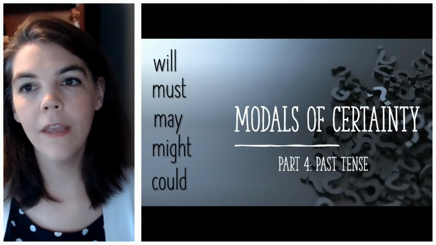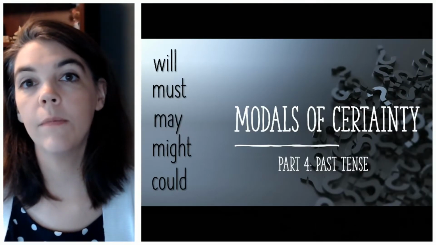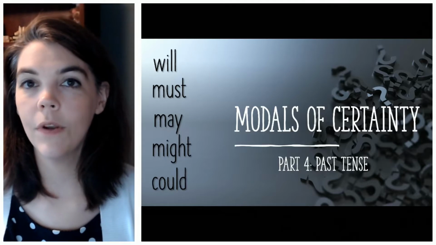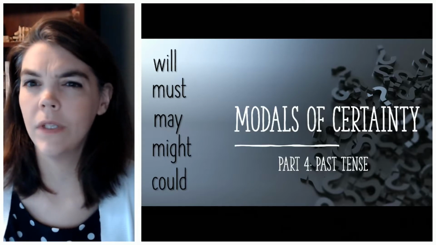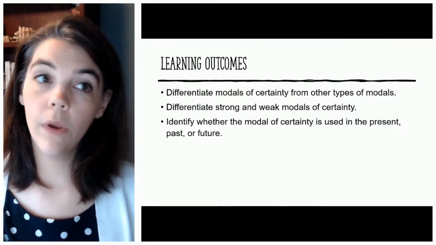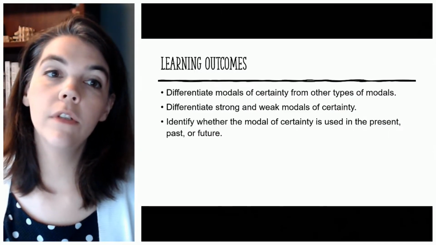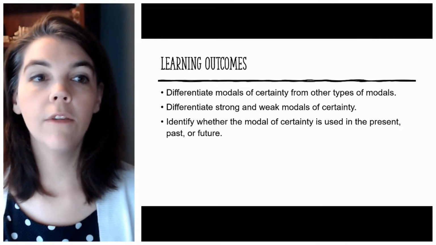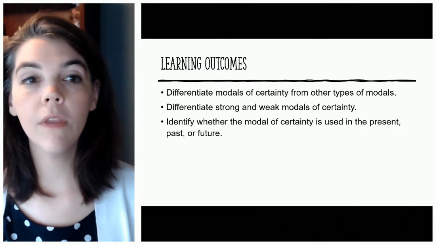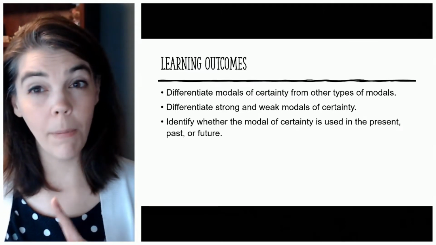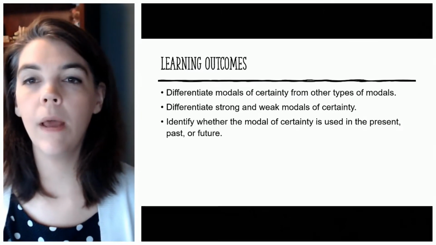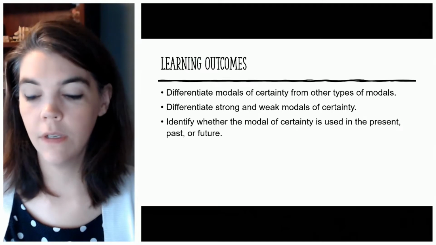Everyone, welcome back again. This is part 4 of this series about modals of certainty, and today we're going to take a look at the past tense in modals of certainty. What does that look like? So we are going to differentiate modals of certainty from other types of modals, as well as look at strong and weak forms, and then look at modals of certainty, particularly in the past, but we'll also talk a little bit about how that's different from the present and the future.